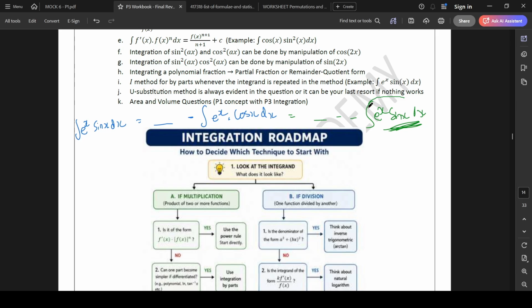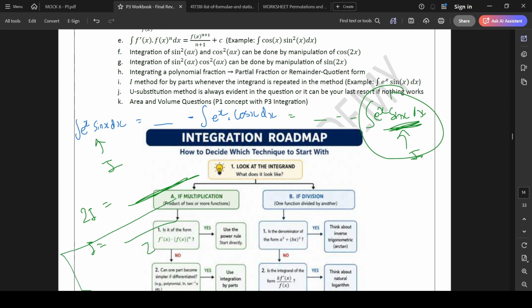So when the same thing is repeated as you had in your question, you can let this be I. So this is also I, this is also I. Then you can take the I's on the same side so that it becomes 2I, and everything else is on the right hand side. Now you can just say that I is equal to everything on the right hand side divided by 2. This will be your answer.